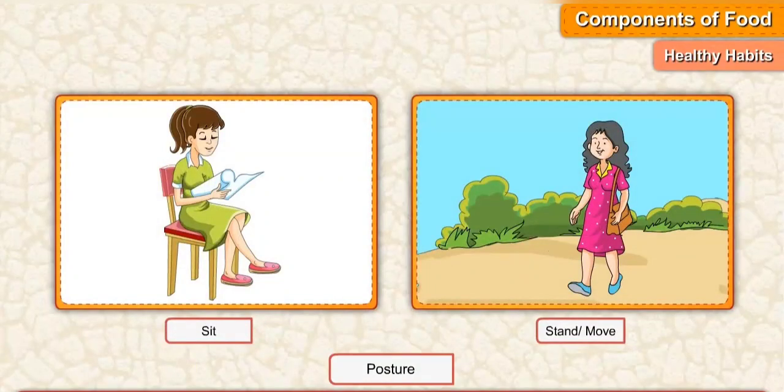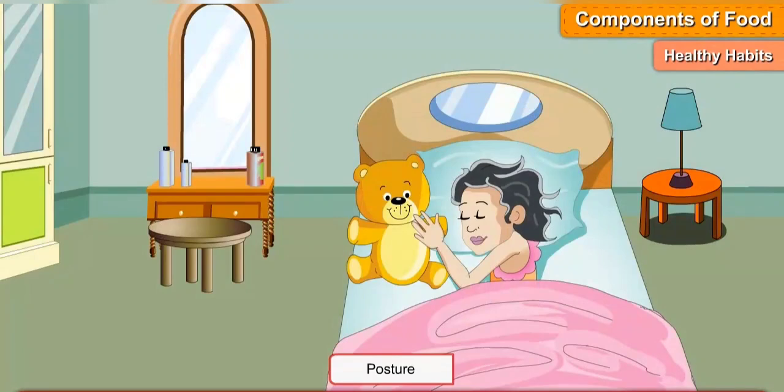Posture is the position in which we hold our body when we sit, stand, or move. We must keep our back straight while sitting or standing. Proper rest and sleep relax our muscles and give our body the much needed rest. Children need 8 to 10 hours of sleep in a day.